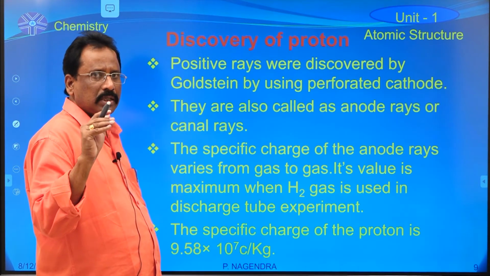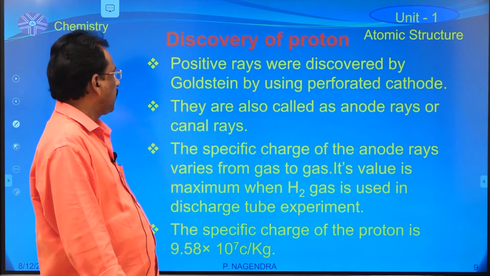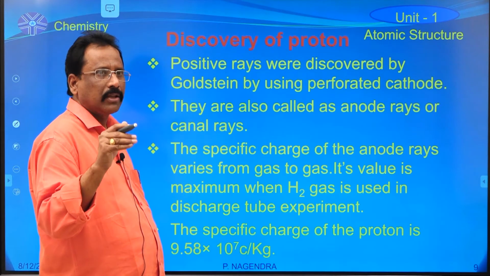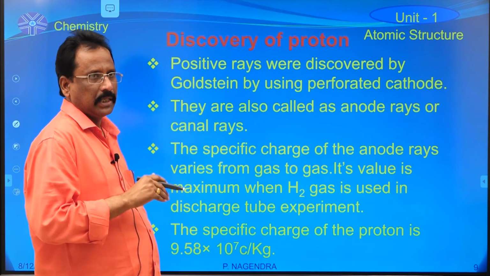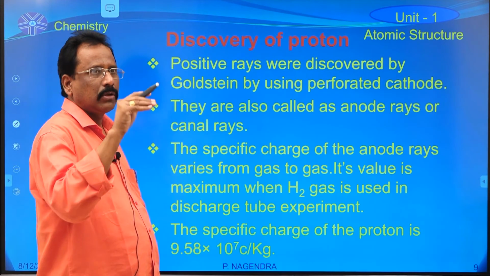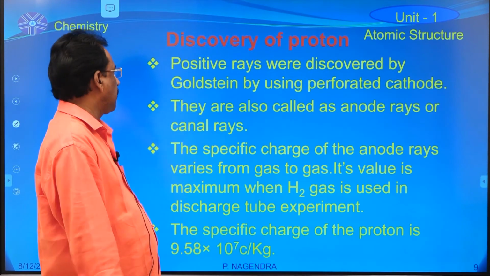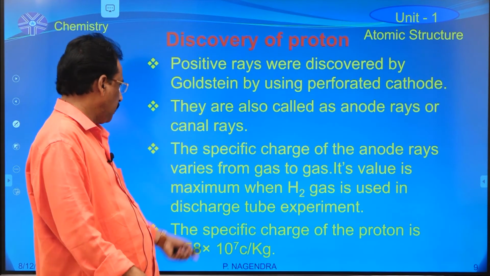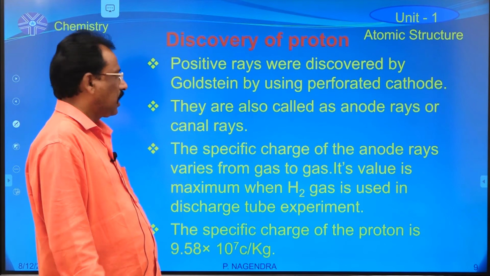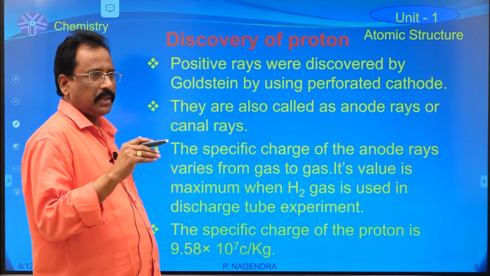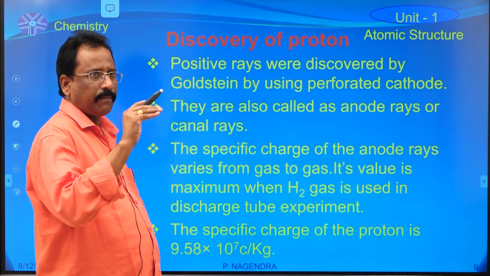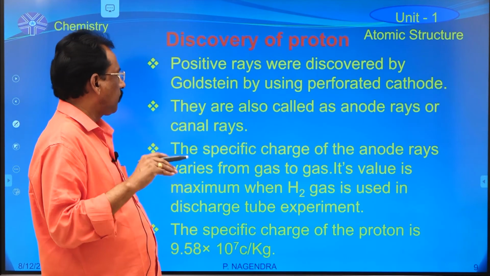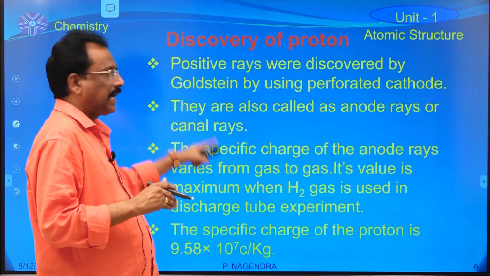The name proton was suggested by Rutherford, and it was discovered by Goldstein by using perforated cathode in discharge tube experiment. In the same experiment, cathode is having holes. That is why when hydrogen gas is subjected to electrical discharge at very low pressure and high voltage, positive rays were produced. Those rays move from anode to cathode, opposite direction. That is why the positive rays are also named as anode rays.